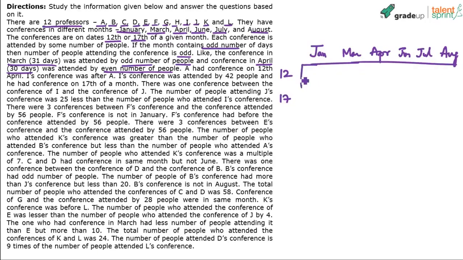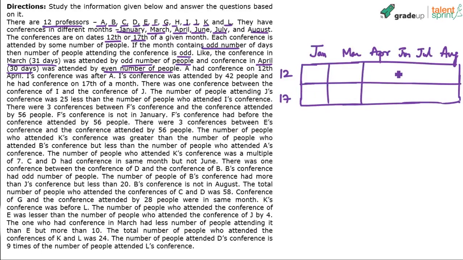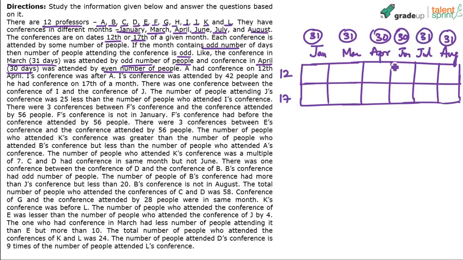So we have to fill this simple table here. Fill this table with what? The name of the professor and the number of people attending the conference of that professor. So these are the 12 cells which have to be filled with the name of the professor and the number of people attending his conference. Remember, the number of people depends on the number of days in the month, odd or even. Jan has 31 days, odd number of people. March has 31 days, odd number of people. April has 30 days, even number of people. June has 30 days, even number of people. July 31. August 31. So April and June are the only months where all 4 numbers of people will be even. All the other numbers are going to be odd. 12th and 17th are the dates. So that's the table that we need to fill.